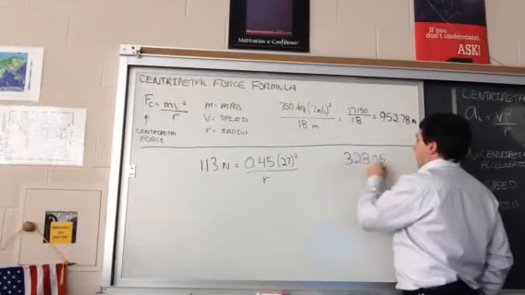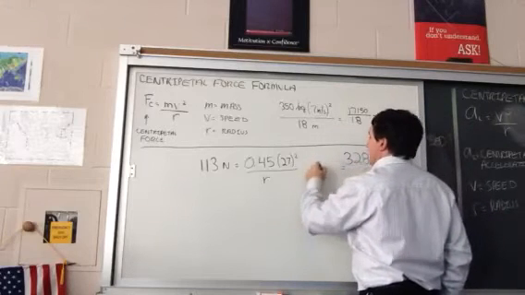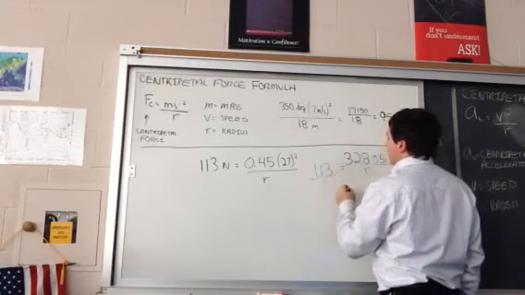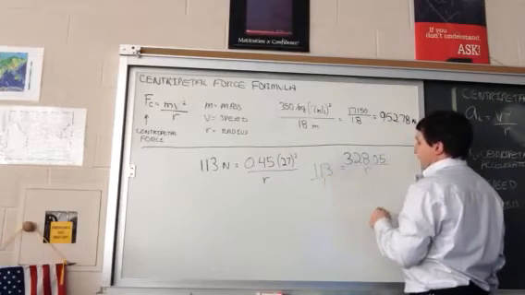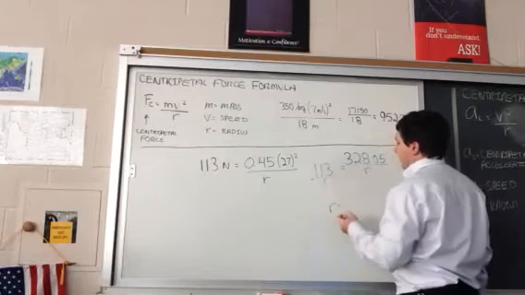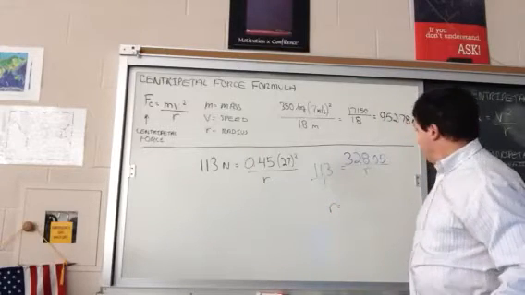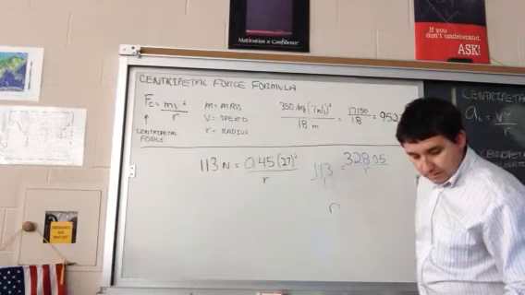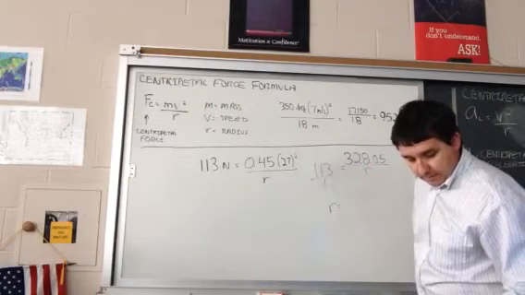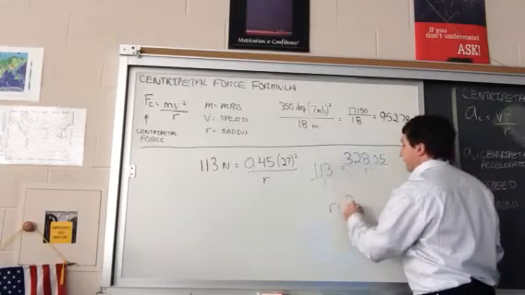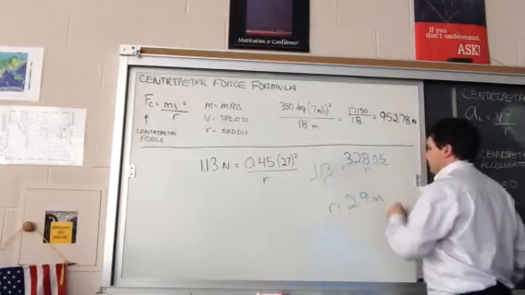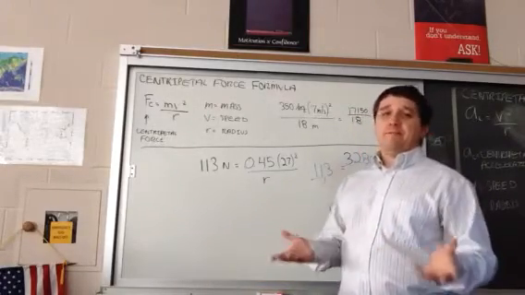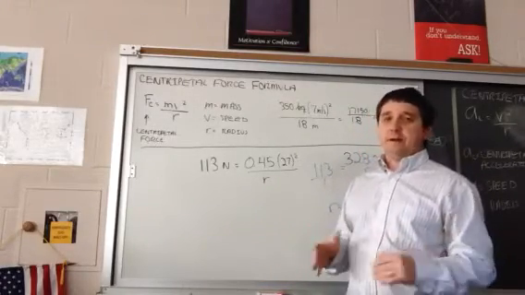328.05 over R equals 113. Now, what we want to do here, we can put this over 1 and cross multiply and divide. And then R is going to be 328 divided by 113. Oh yeah, 2.9. 2.9 meters. All right. So as always, if you don't have the Newton, whatever there, it's fine.